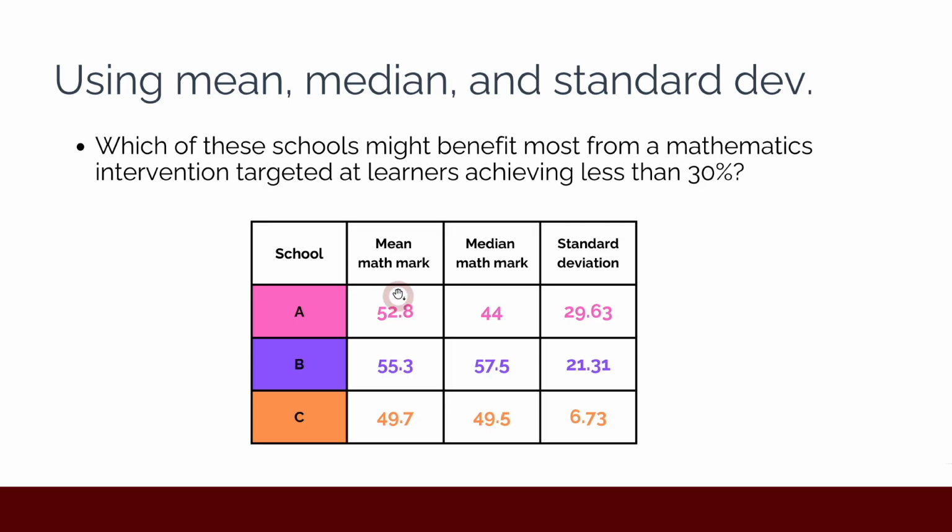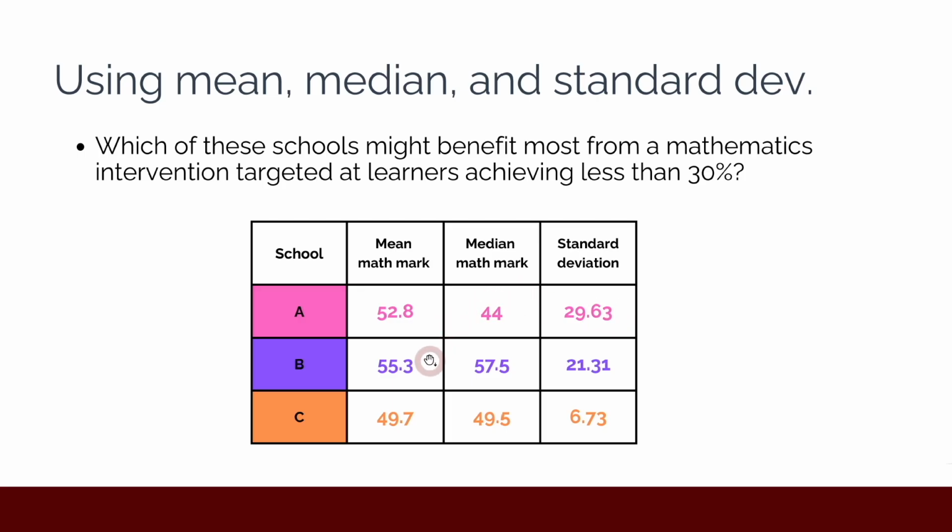If we look at school A, the mean mark is 52.8, and the standard deviation is 29.63. This tells us, relative to the mean, 29 compared to 52 is quite a big number. So it's telling us it varies quite a lot. We might have some learners in the school who have 53 plus roughly 30, so who are achieving in the 80s. But we probably also have some learners who vary from the mean on the other side, so they're very low, 52 minus 30. So we get into the 20%. So school A probably has quite a lot of learners who achieve less than 30%, or poor achievers.